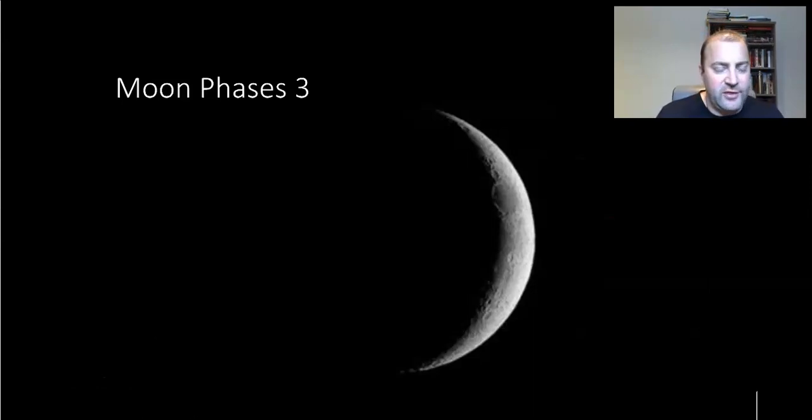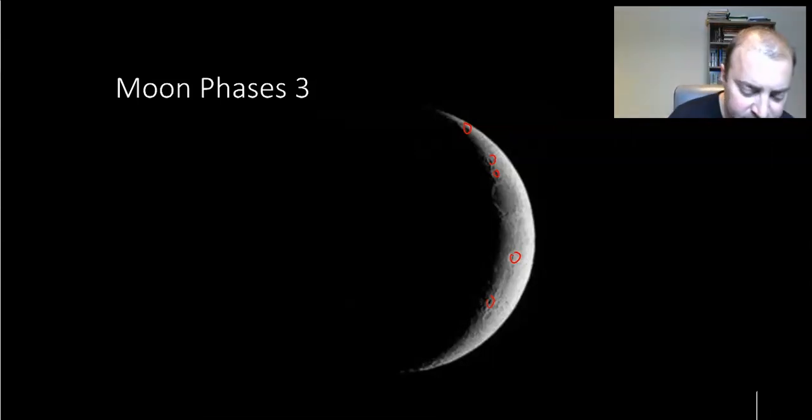So this is the third phase. We've still got a nice little crescent-shaped moon here, so no big deal with that. We still see fairly similar patterns when it comes to the shadows. So I'll just note there, we still got shadows on the right sides there.